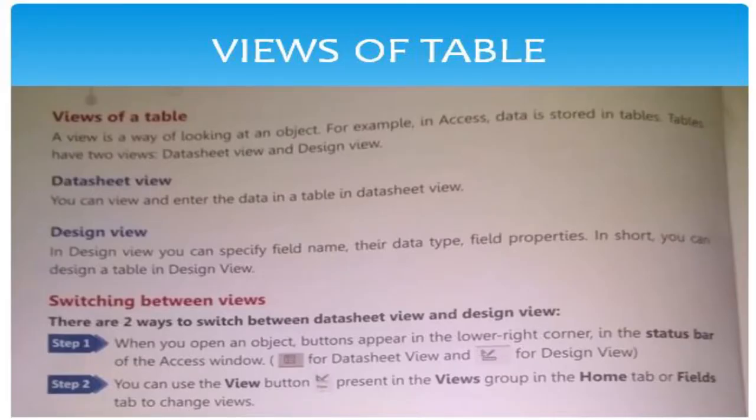Views of table. A view is a way of looking at an object. For example, in Access, data is stored in tables. As we discussed, in MS Access, the data will be stored in tables. So tables have two views. How many views? There will be two views. One is datasheet view and the second one is design view. In datasheet view, you can view and enter the data in a table. That means you can directly enter the data in datasheet view.